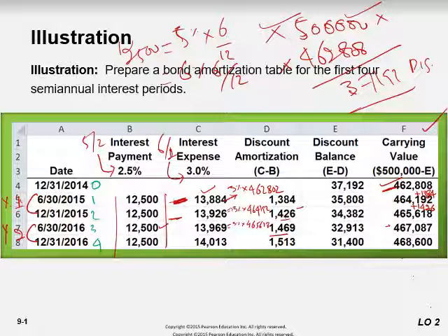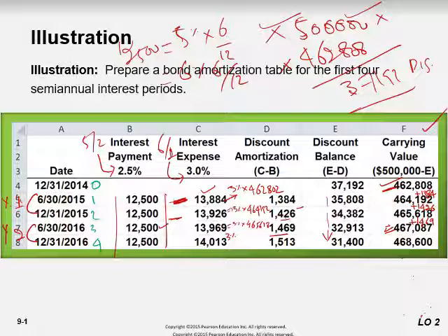So if you see, discounts start decreasing and the value of the bond starts increasing. So where this 467,087 came from, you add the discount here, 1,469. The last one: where this 14,013 came from, it is the bond value, which is 467,087 multiplied by the market rate.